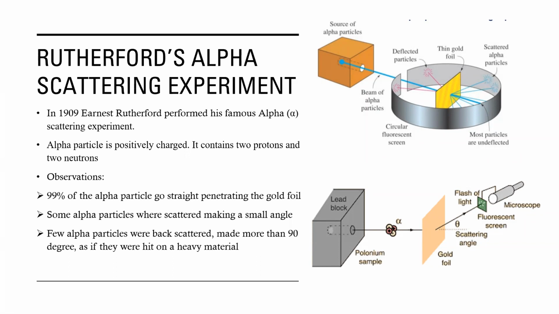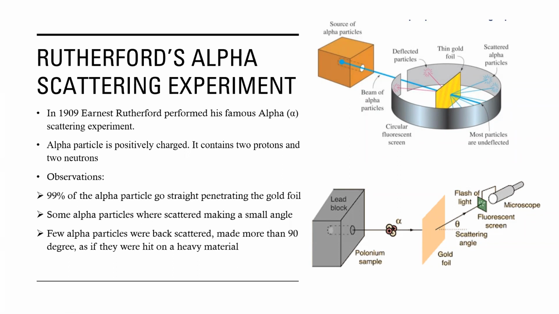So when an alpha particle hits this zinc sulfide screen, they will produce fluorescence. We can see small flashes of light or scintillations. So whenever the alpha particle hits this zinc sulfide screen, you can see small scintillations or flashes of light. So this is the experimental arrangement.